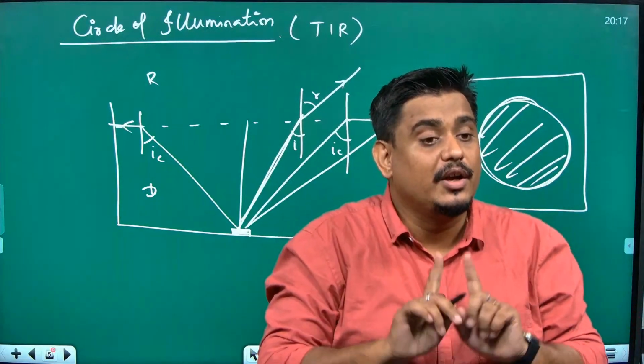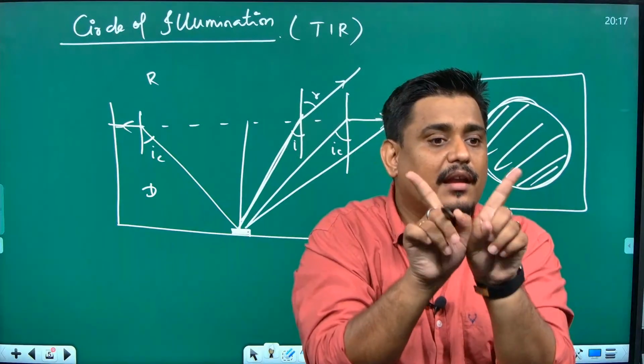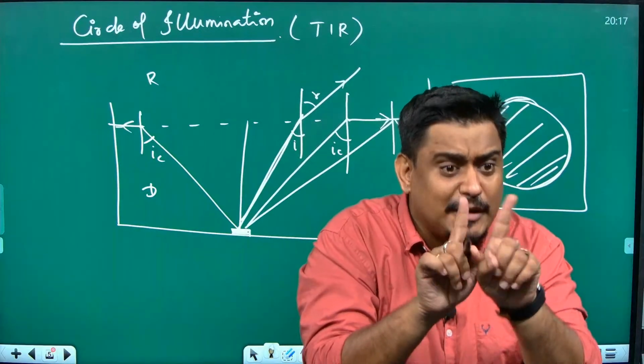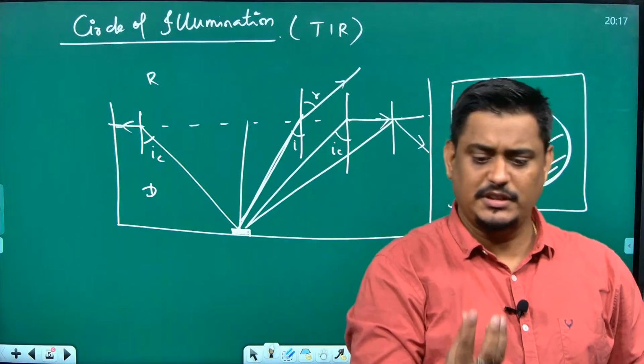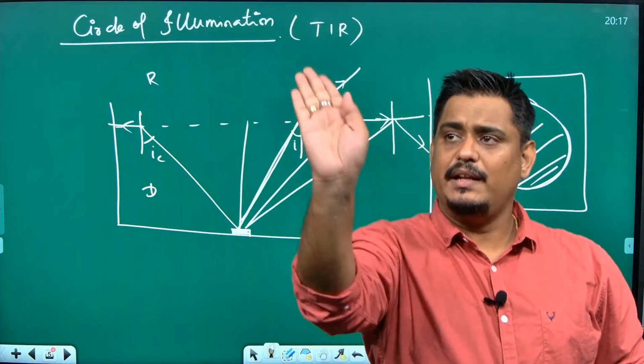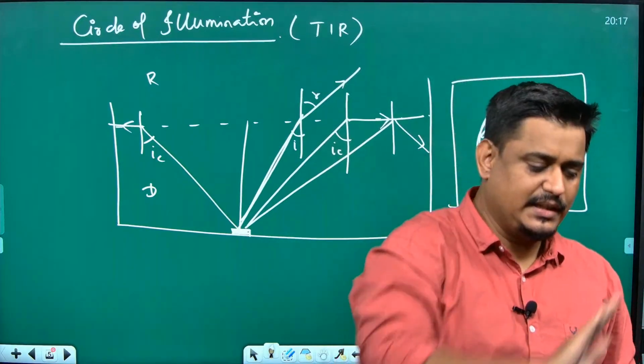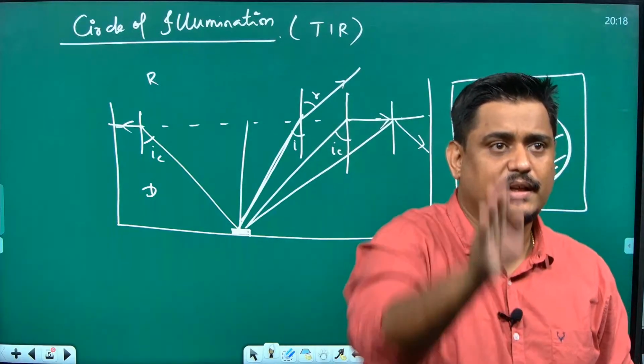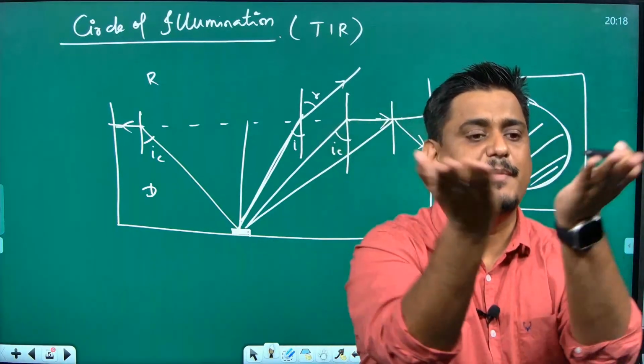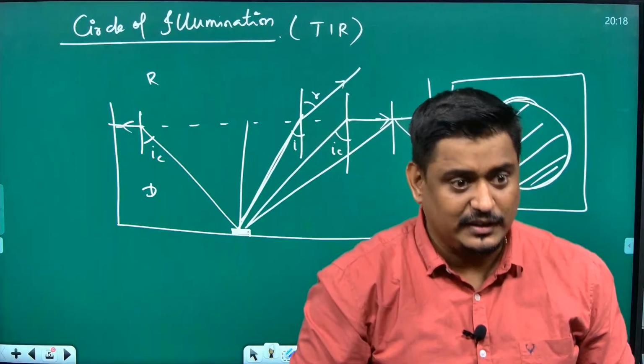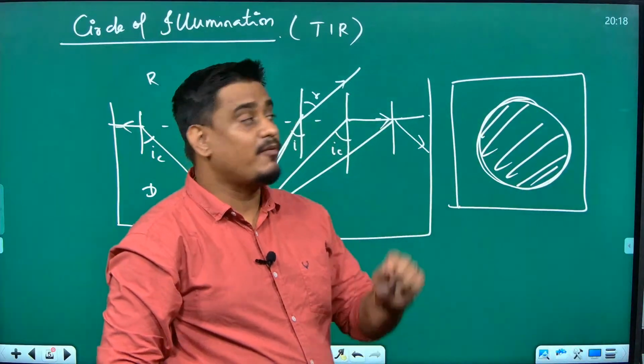Only from where? Only from the 39 degree angle. Are you getting my point? That's why it becomes a circle, because this is a source. From here, 39 degree, 39 degree, 39 degree, everywhere it makes a circle. Are you getting what I am trying to say? That's why it makes a circle. And why is it illumination?